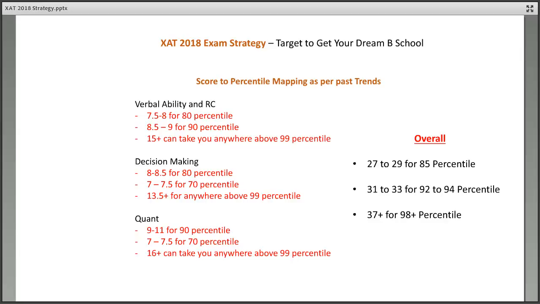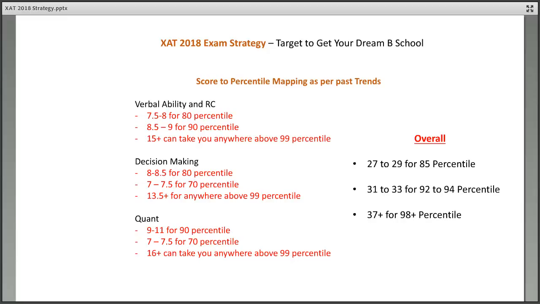In verbal ability section, to score 80 percentile, you just need 7.5 to 8 marks, as I have told earlier as well. Similarly, in decision making, 8 to 8.5 is good enough, and in quant, 9 to 11 for 90 percentile is good enough.